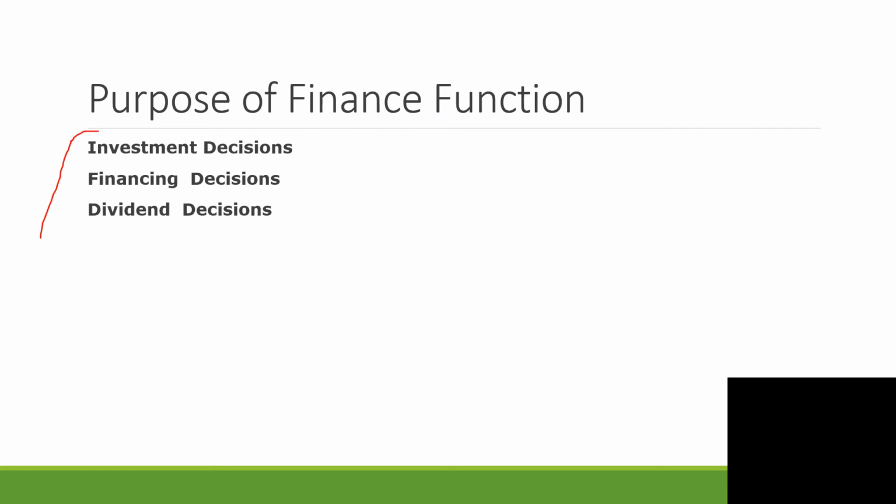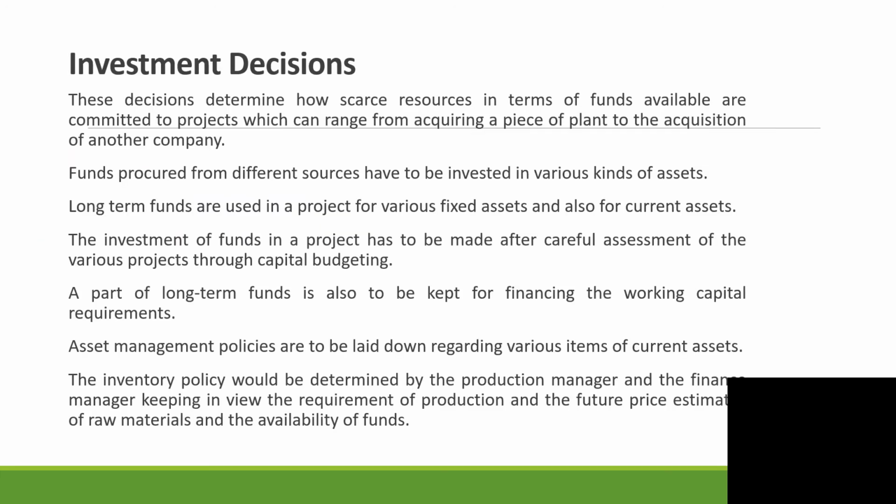What are the primary purposes of the finance function? Three functions, as we can see: investment, financing, dividend. The investment function is basically about where we should invest, because the long-term funds must be put into the best possible use. The management should make careful assessment of various projects through methodologies such as capital budgeting. Capital budgeting we will study later. So the management needs to undertake a thorough measurement of various projects before making a decision as to where the funds shall be invested.